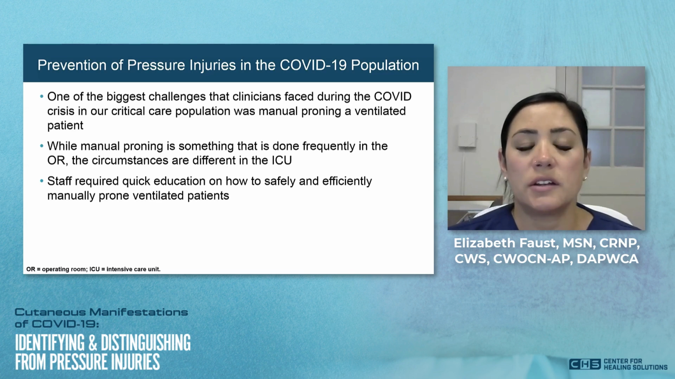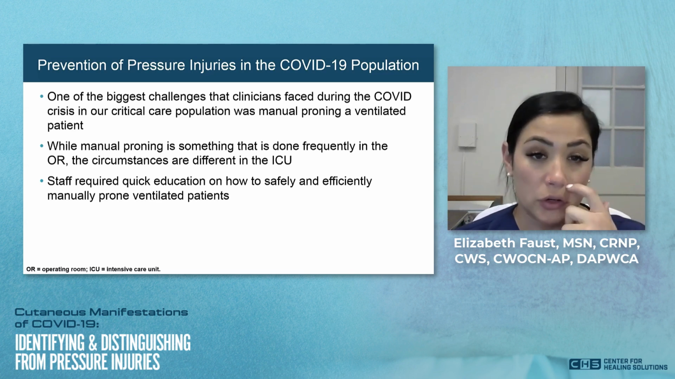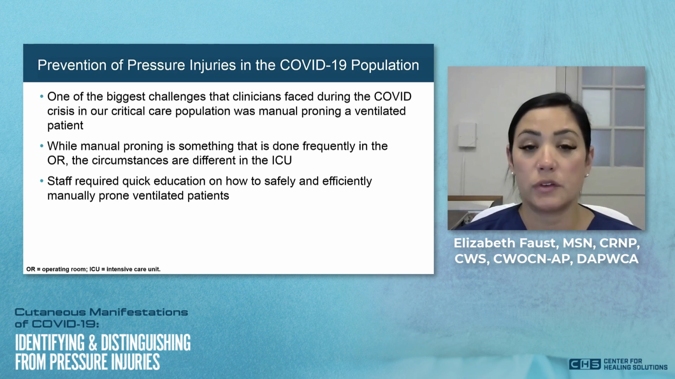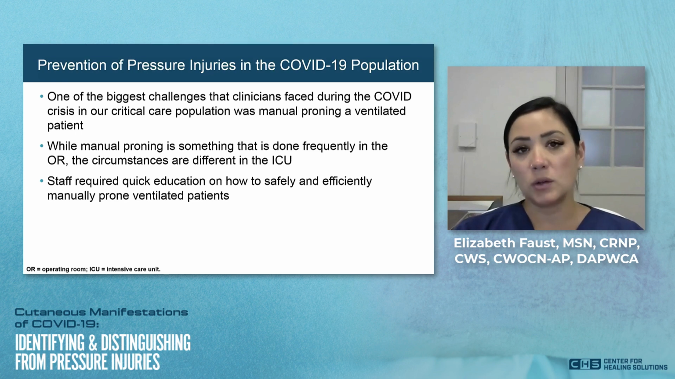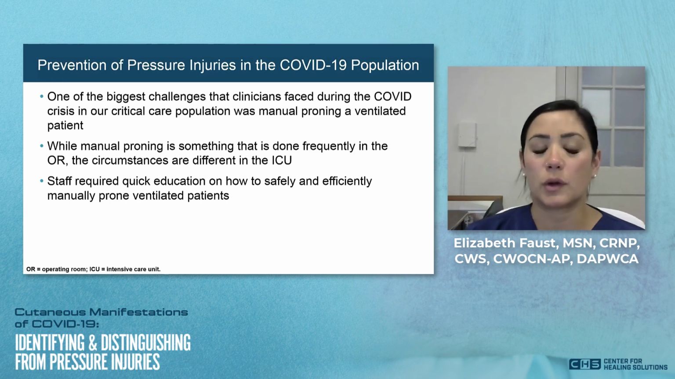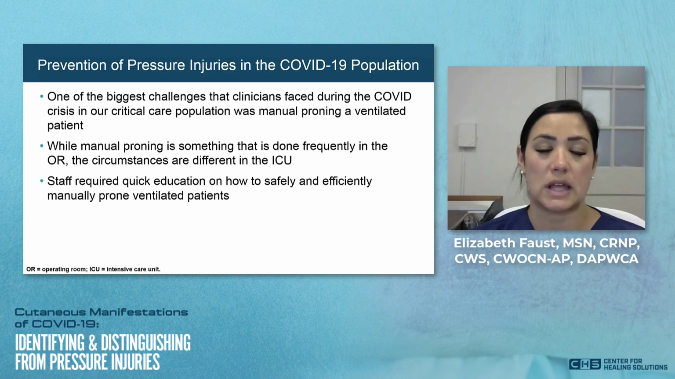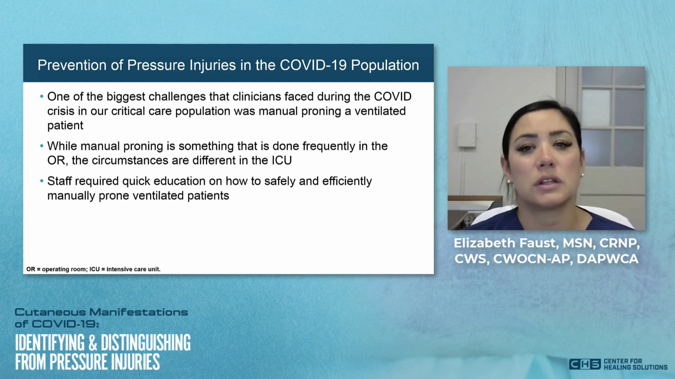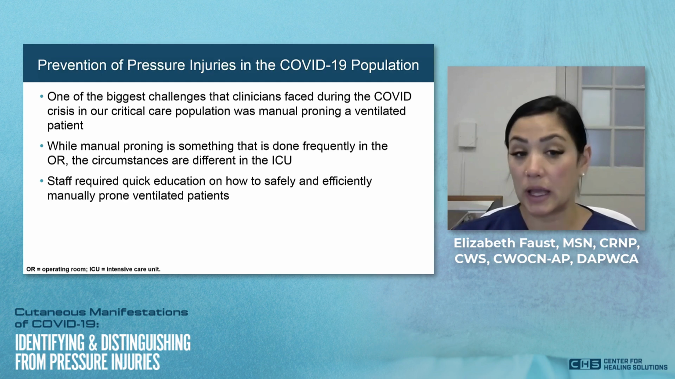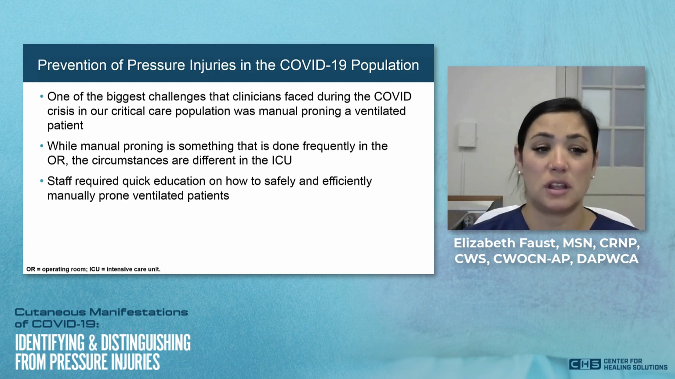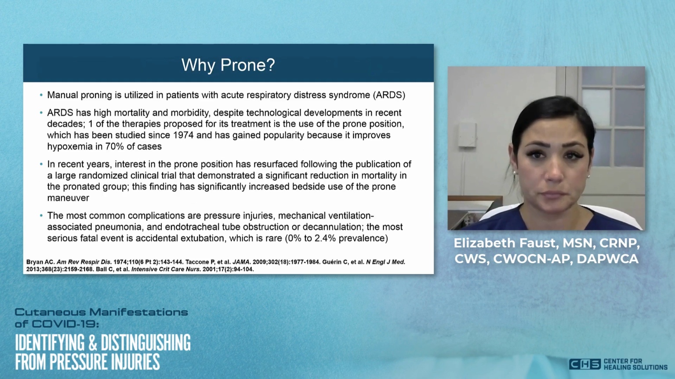So one of the biggest challenges that the clinicians faced during the COVID pandemic was that our critical care population, we've been manually proning them on a ventilated patient. And while manual proning is something that's done frequently in the OR, circumstances can be different when you're in the ICU setting, and experience certainly comes into play as well. Staff is required quick education on how to safely and efficiently manually prone those ventilated patients.